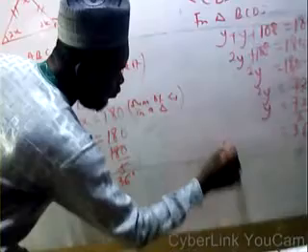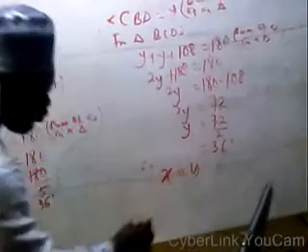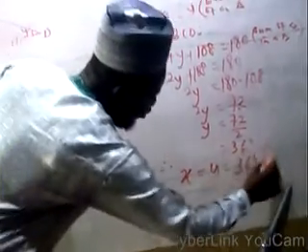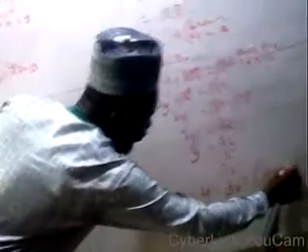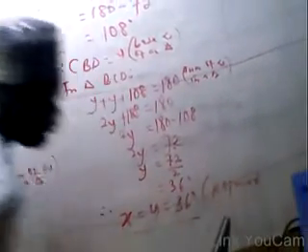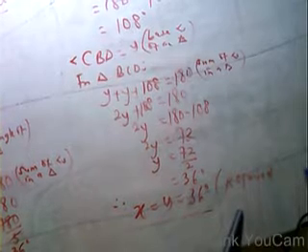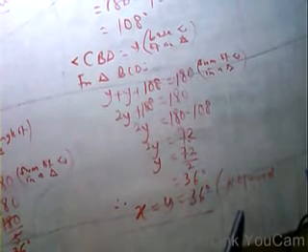So we have been able to prove that x equals y and equals 36 degrees. That is what is required from us. So that is what we have to do for that question. So we are going to the second question now.